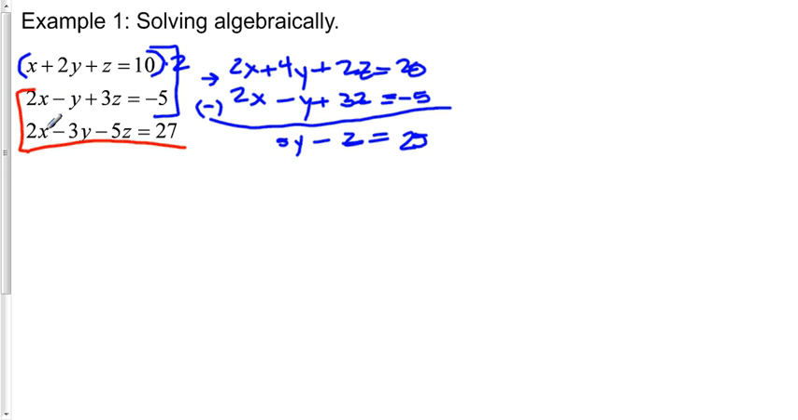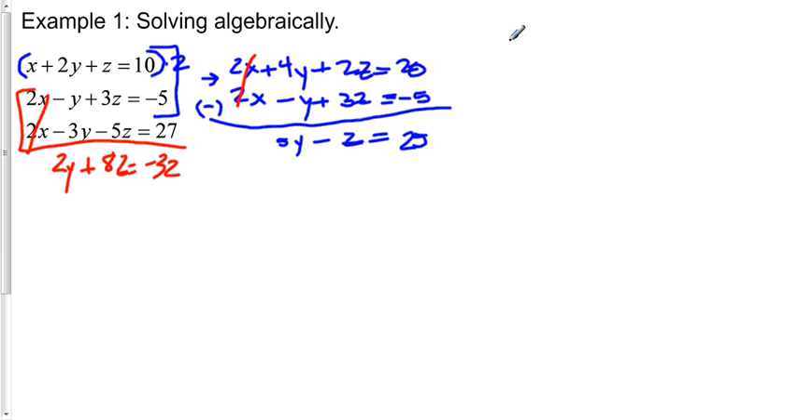Negative 1y minus negative 3y is 2y. 3 minus negative 5z is positive 8z. And then negative 5 minus 27 is negative 32. Okay, so what I've done now using elimination, I've eliminated the x twice. And I've come up with equations. You have to eliminate the same variable twice because I've come up with equations now that only have y and z. And we know how to solve a system of two equations with two variables.